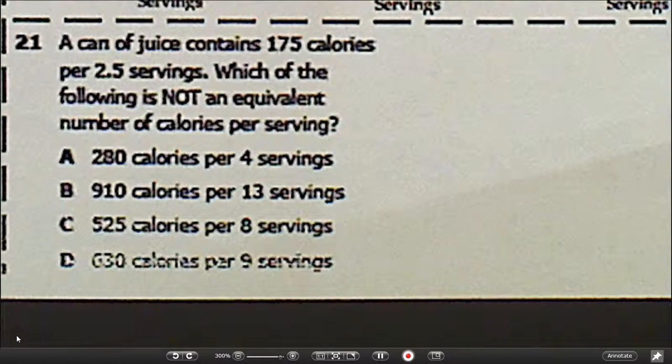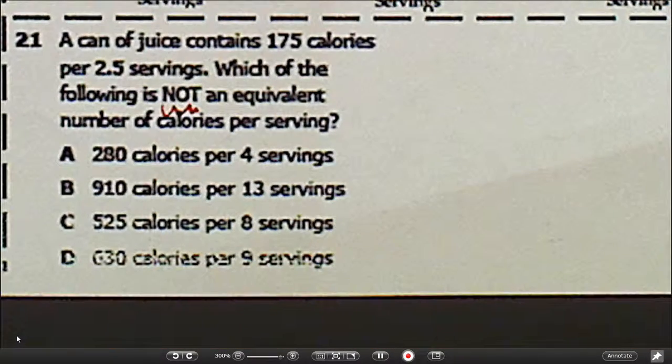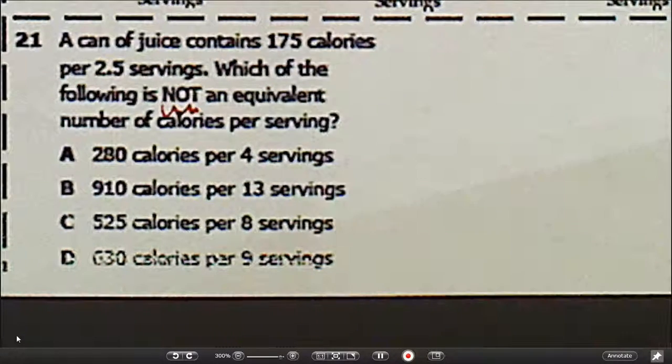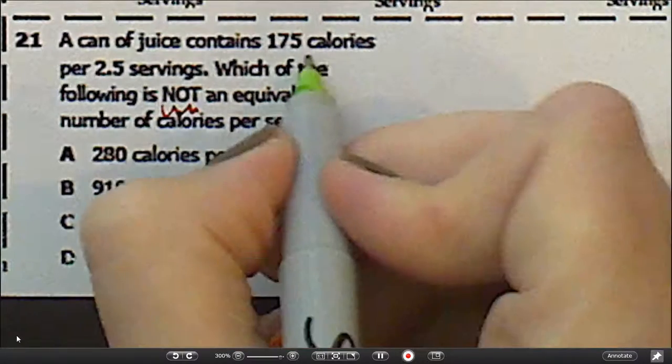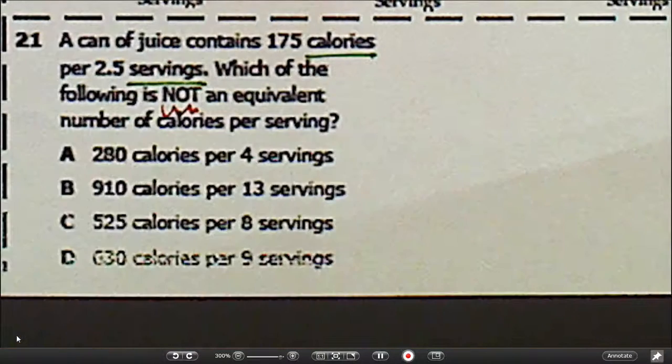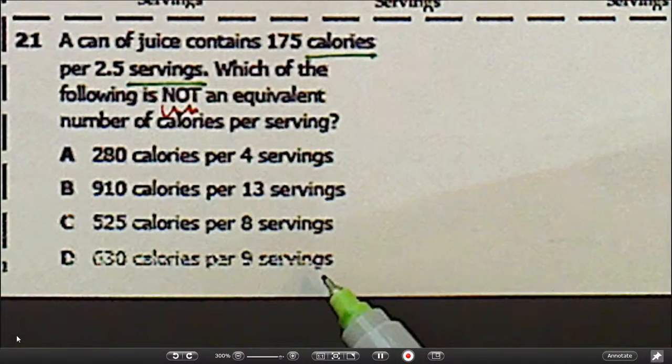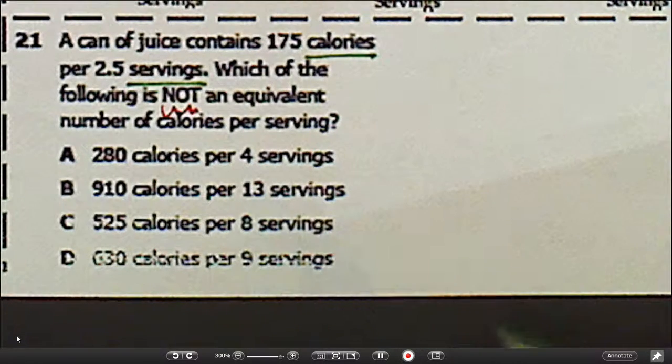Number 21 says, a can of juice contains 175 calories per 2.5 servings. Which of the following is not, okay, very important, not an equivalent number of calories per serving? So basically, which one of these is not proportional to the juice that we're talking about in the problem? So I can tell that I'm comparing 2 things. The 2 things I'm comparing are calories and servings. And I know that I need to set up a proportion simply because I need to find which one of these does not have the same relationship. So I need to find 3 that do have the same relationship.